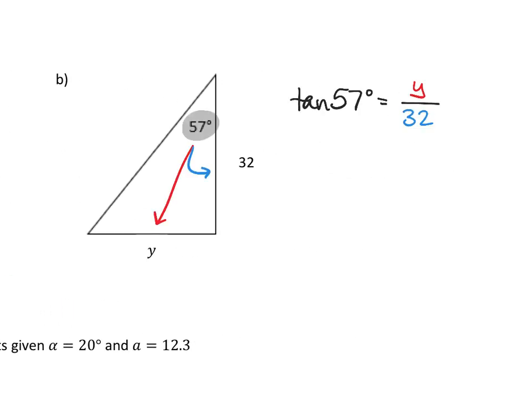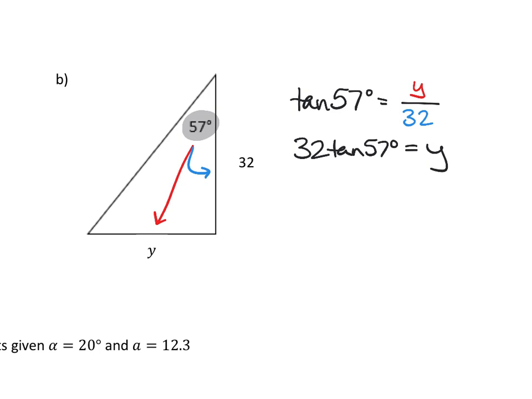So since we know the side opposite of 57 degrees and we want the side opposite, and we know the side adjacent, opposite and adjacent are related by tangent. We can take the tangent of 57 degrees and set it equal to y over 32. What do I have to do to solve for y? Times by 32. So it would be 32 tangent of 57 degrees equal to y.